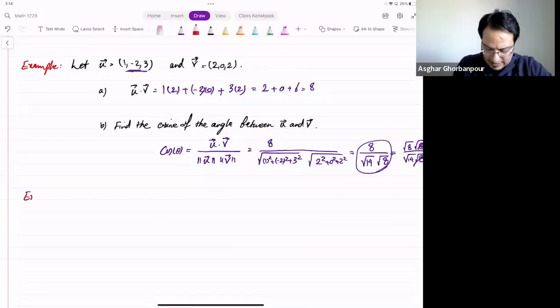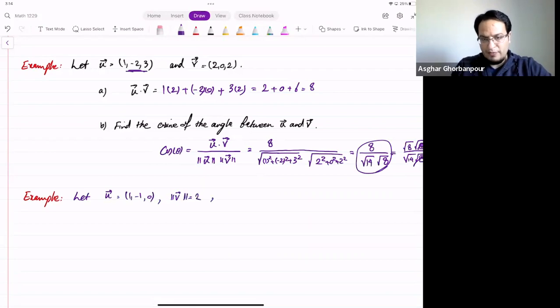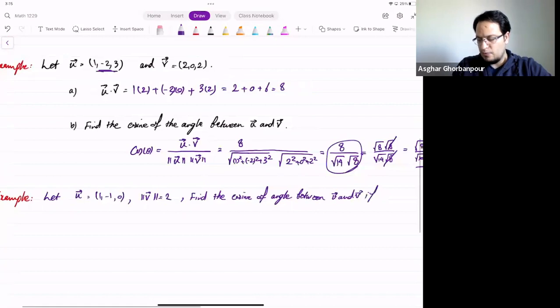Let me write down another example and ask you to complete this one. How about we take a vector, let u be (1, -1, 0). Length of v is given as 2. Find the cosine of the angle between u and v if we know that u dot v is 3.